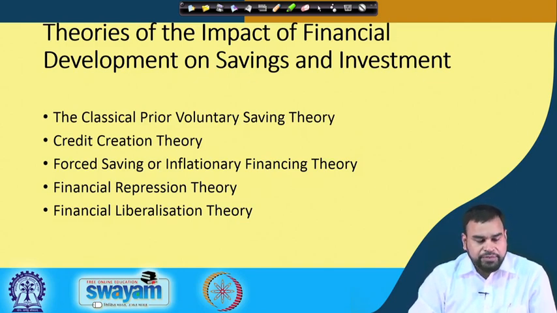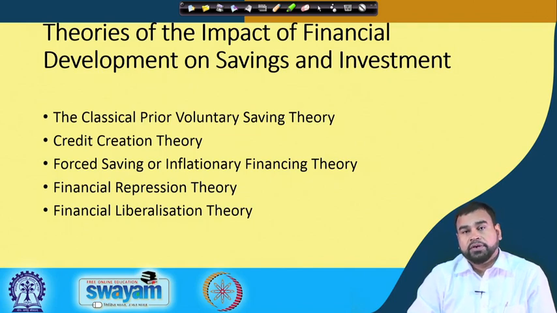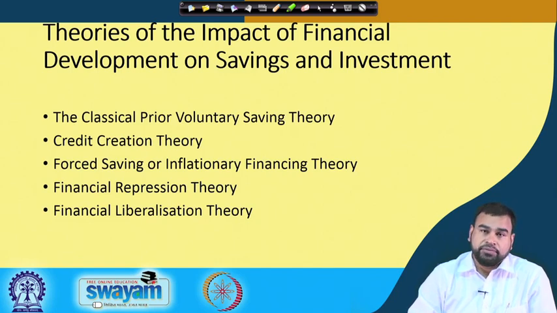Overall, we have 5 theories. We have the classical theory, called the prior voluntary saving theory. We have the credit creation theory. We have the forced saving theory, or inflationary financing theory. Then we have the financial repression theory, and then the financial liberalization theory. Remember, these 5 theories try to establish the link between the financial sector and savings and investment, and finally, once savings and investment get affected, the economic growth process gets affected.